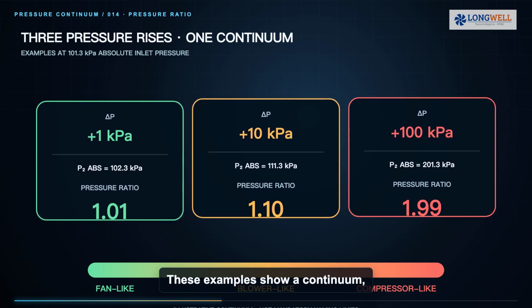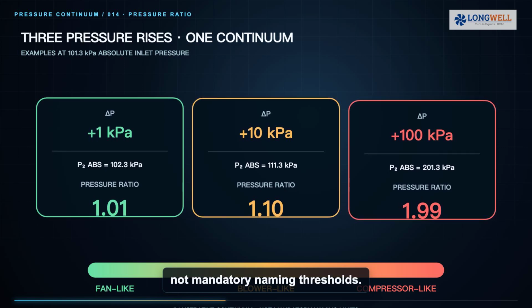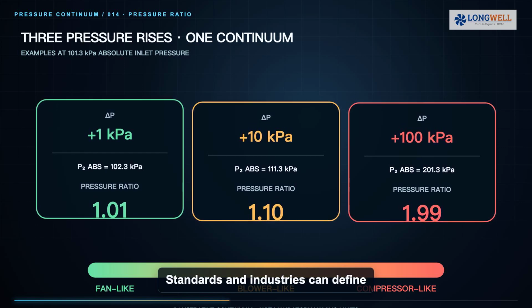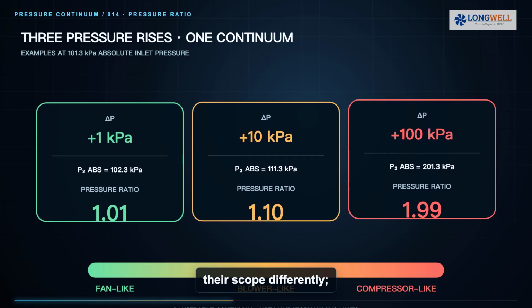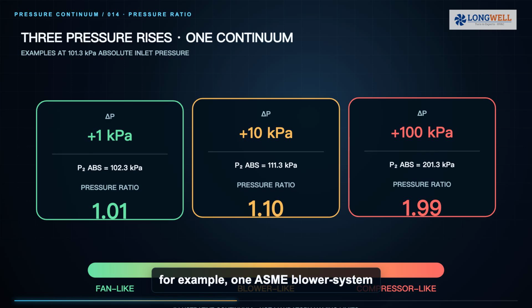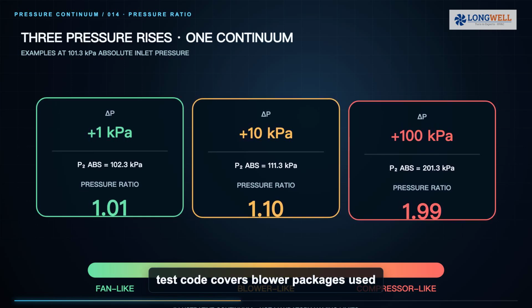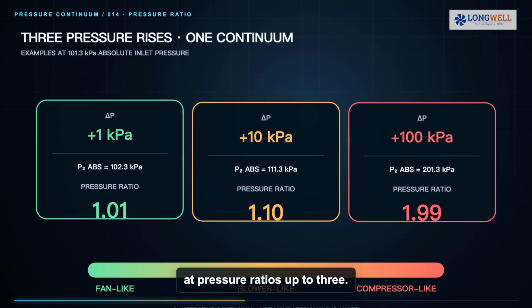These examples show a continuum, not mandatory naming thresholds. Standards in industries can define their scope differently. For example, one ASME blower system test code covers blower packages used at pressure ratios up to 3.